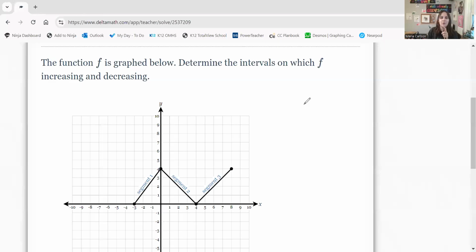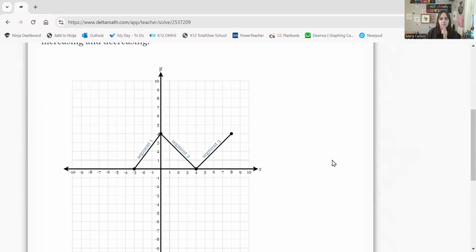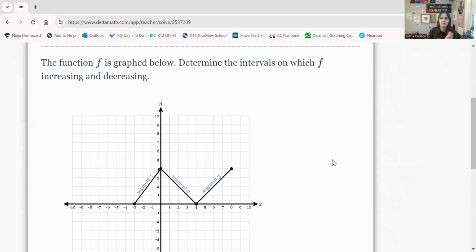Hey everybody, in this video I just wanted to show how I would do some of the problems on Delta Math, or I guess this problem on Delta Math, and if there are others I'll make a different video. But this problem says the function f is graphed below. Determine the intervals on which f is increasing and decreasing.